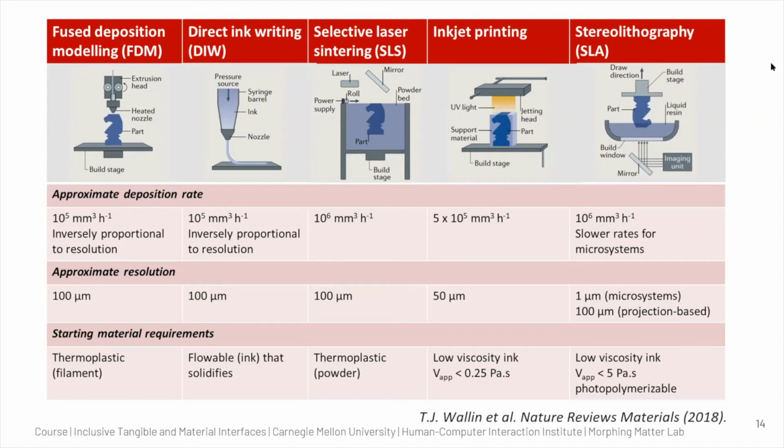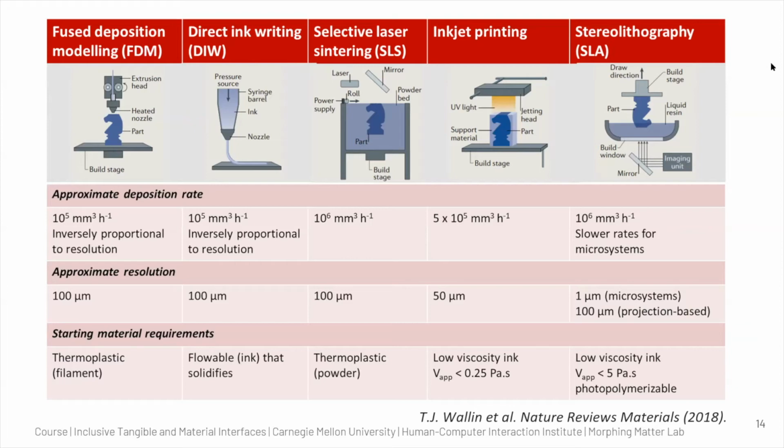In fused deposition modeling, you could print about 10 raised to 5 cubic millimeters per hour. Whereas if you talk about direct ink writing, it is a similar speed. If you talk about selective laser sintering, the speed is one order higher. And for inkjet printing, it is, I would say, roughly the same speed as FDM or direct ink writing. And stereolithography is also one order ahead.